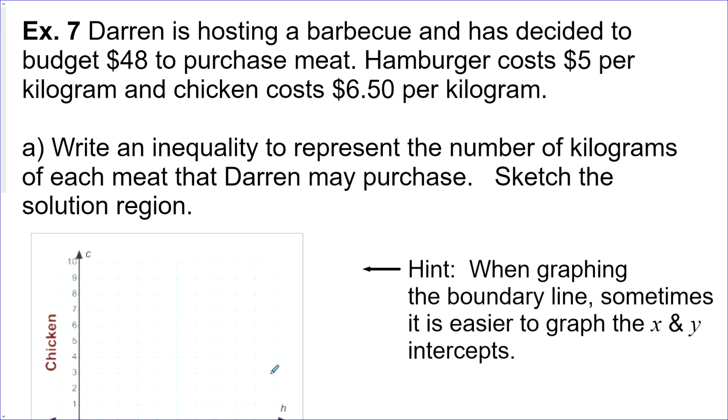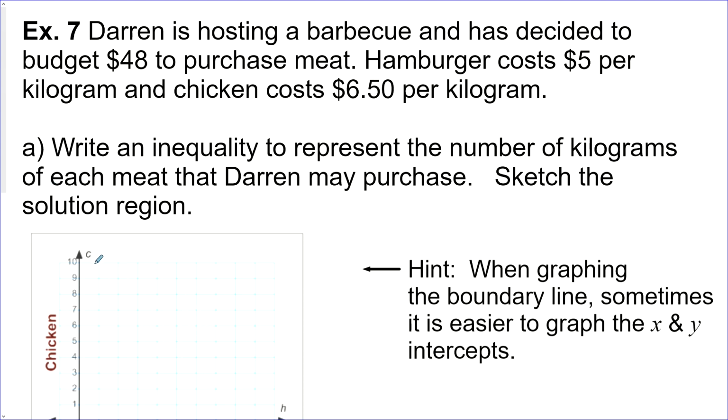Example 7 is a word problem. Now, Darren is hosting a barbecue. He's decided to budget $48 to purchase meat. That means that's his maximum amount. Hamburger costs $5 per kilogram. Chicken costs $6.50 per kilogram. We want to write an inequality to represent the number of kilograms of each meat that he can buy. And then we want to sketch it on here to show the solution area.